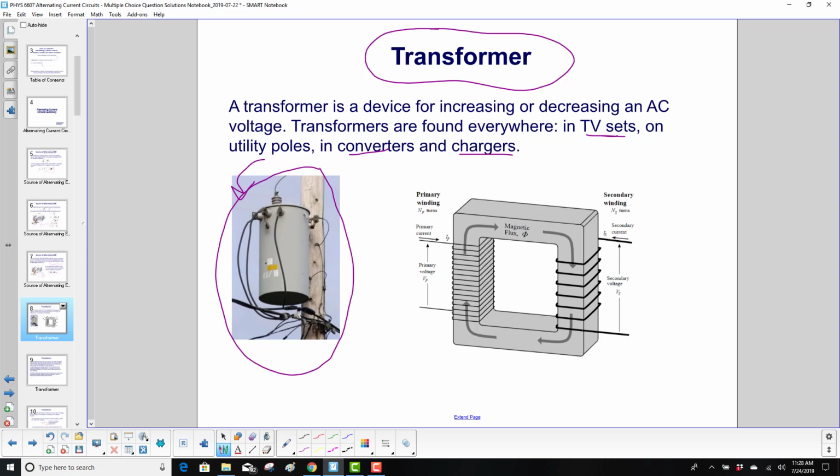Basically, with a metal core here, you have a primary current coming in with a certain number of windings. Then you have a different number of windings on the other side, which will change the voltage. So this side will be a high voltage. With the lesser number of wires, you will have a smaller voltage coming out.